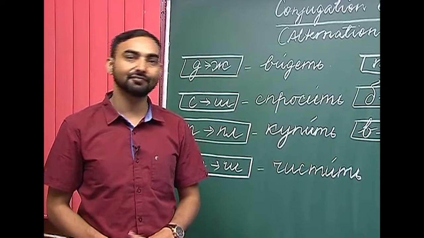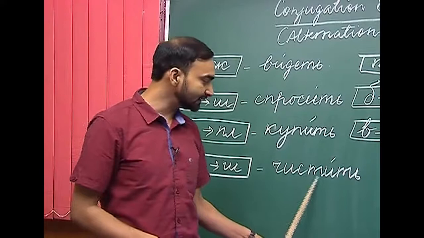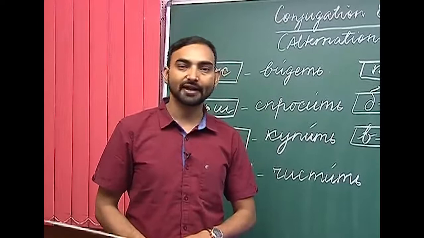So here again we are changing this combination of consonants into one. So this s and t changes to sh. So this is how we conjugate some of the verbs where alternation of consonants happens.